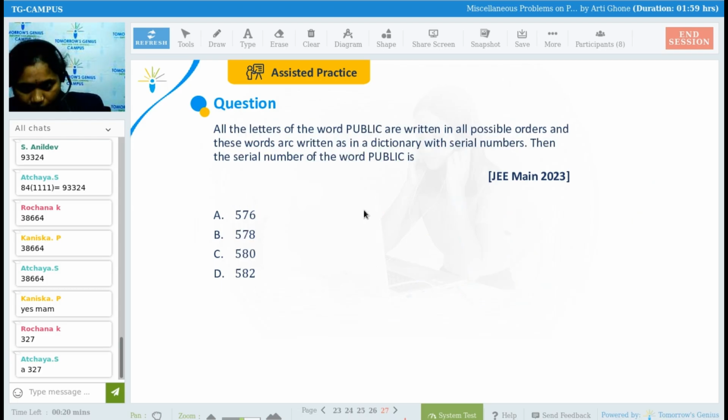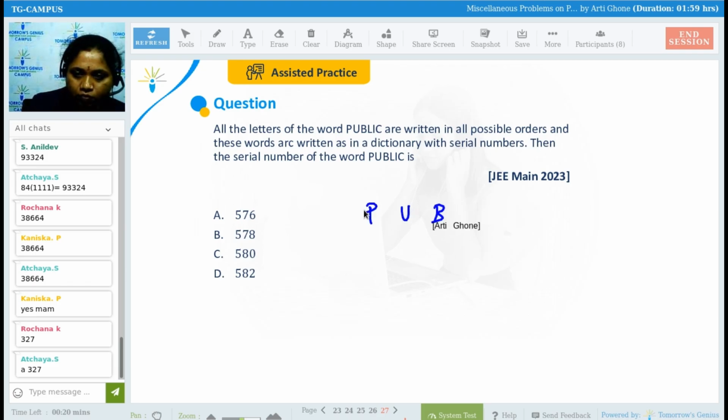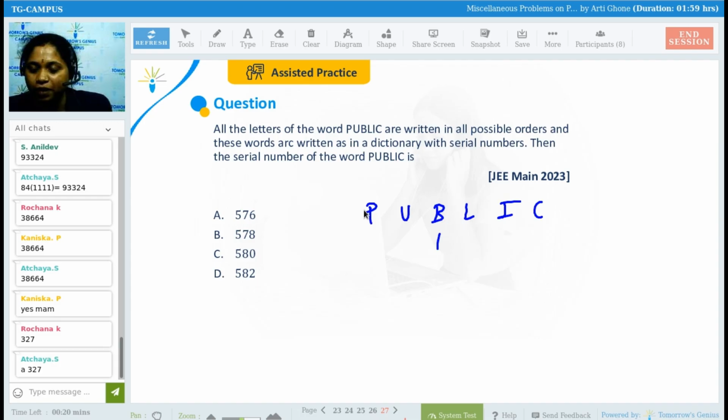Okay. Just calculate the rank of PUBLIC. The letters of the word, we don't have a concern. Just calculate the rank of the letters of the word PUBLIC. A, B, C, D, sorry. If anyone forgets how to write down A, B, C, D, then that is not my fault. What is the rank of the letters?